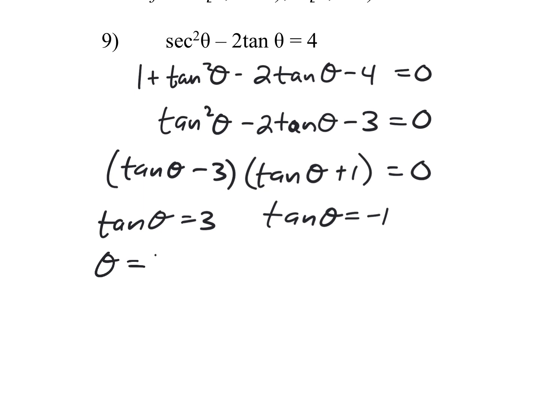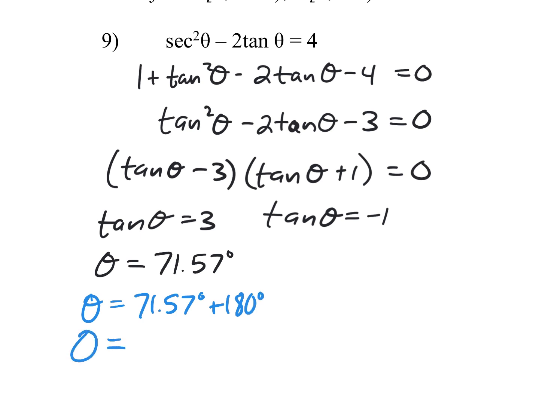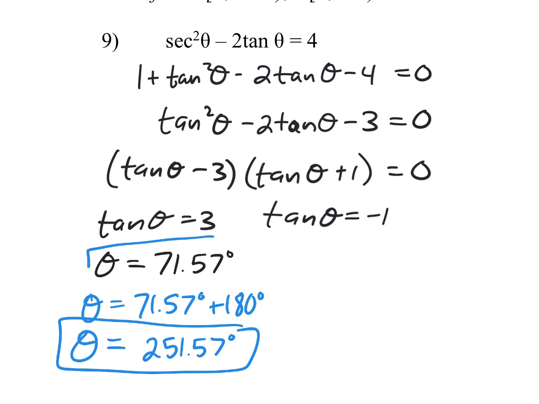In this case, it would tell us that our angle is 71.57 degrees. But we need to remember that the period of tangent is just pi, or 180 degrees. So what we need to do to find an additional solution on our interval is add 180 to our angle 71.57 degrees. This second solution will be 251.57 degrees. So this particular part of our function generates two solutions.